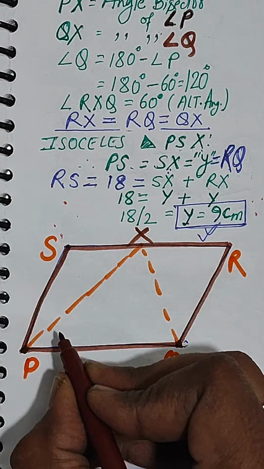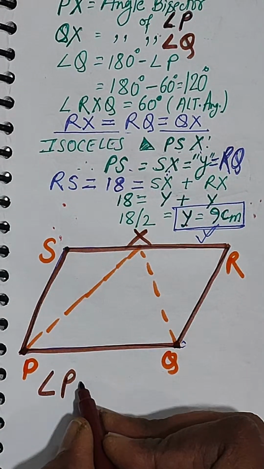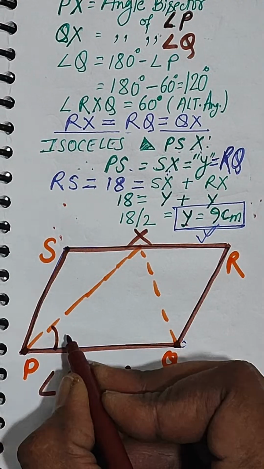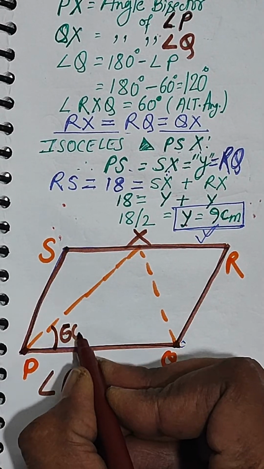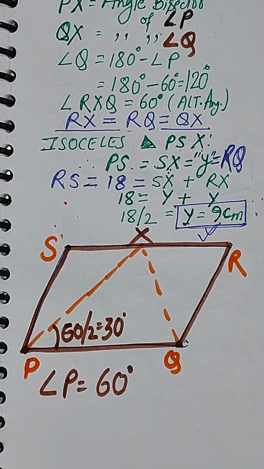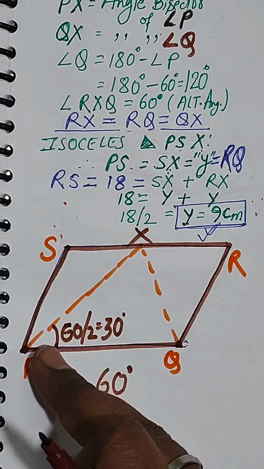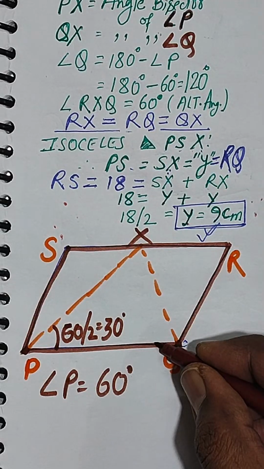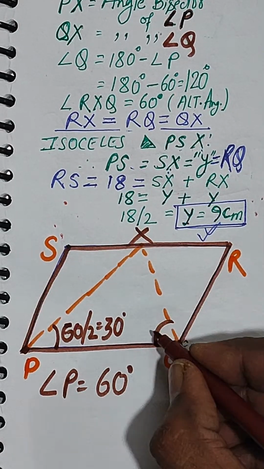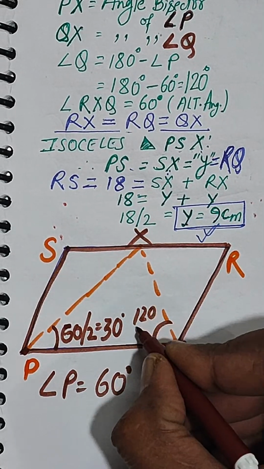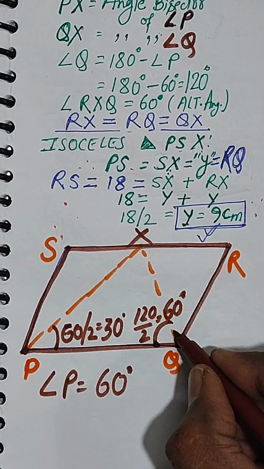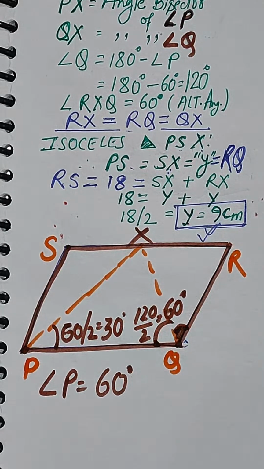This complete angle P was given to you as 60 degree. If this is 60 degree, then definitely this angle will be equal to 60 by 2, which is coming as equal to 30 degree, right? And angle Q is equal to 120, then this angle will be equal to 120 by 2, which is coming as 60 degree, and same will be the value for this angle, right?